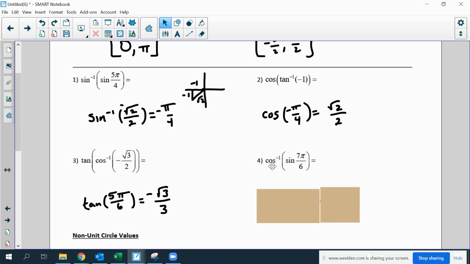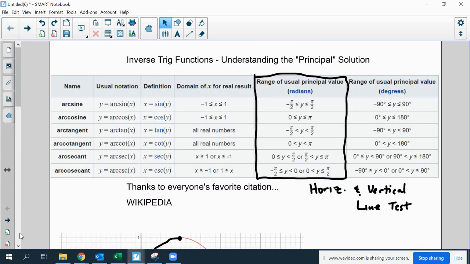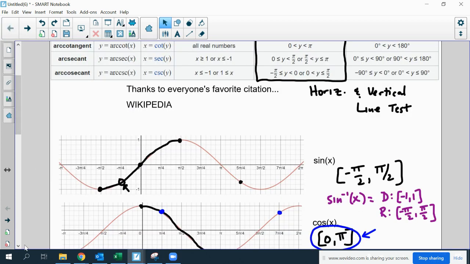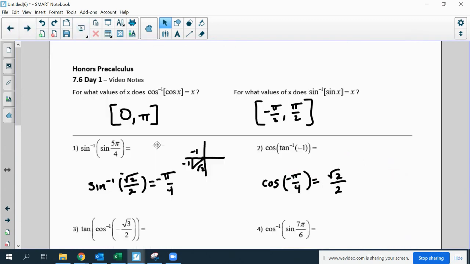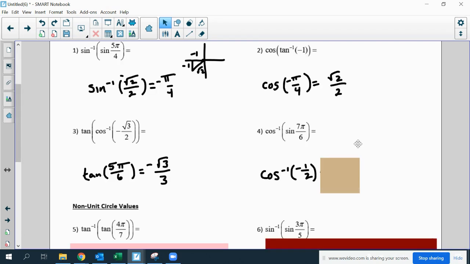But in problem 4, I would have to worry about rearranging things because cosine inverse is on the outside. So sine of 7 pi sixths is in the third quadrant. That's negative 1/2. But cosine inverse of negative 1/2 is not going to be 7 pi over 6 because that's outside of my range for that. It's outside of 0 to pi. So I would have to go back here, and my answer would be 5 pi over 6.